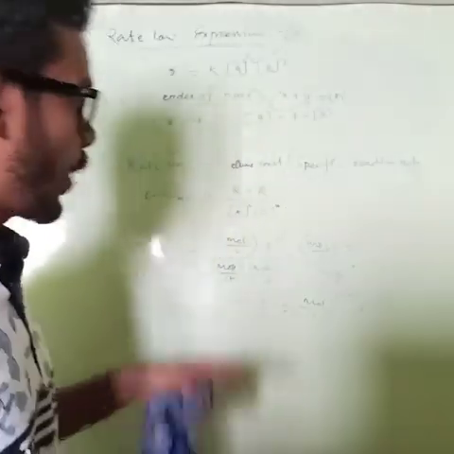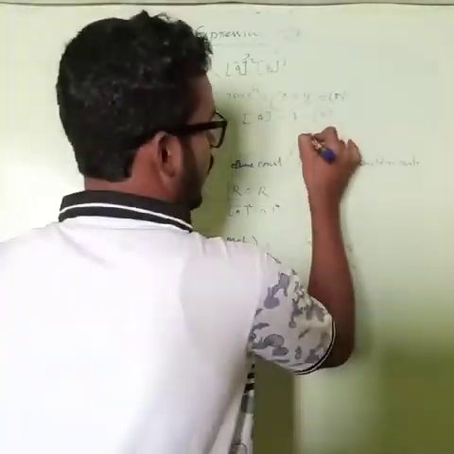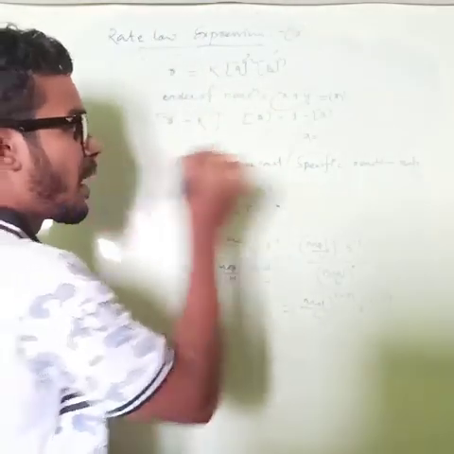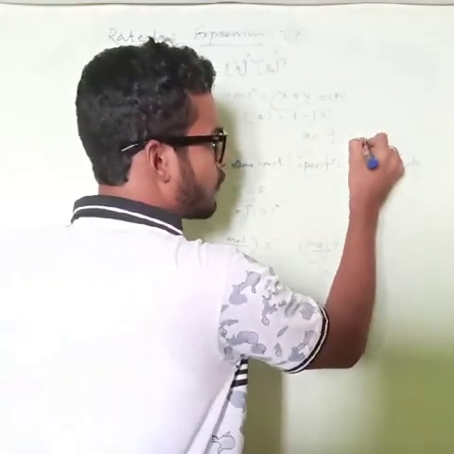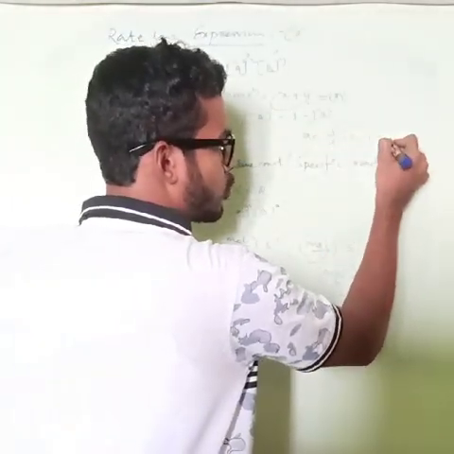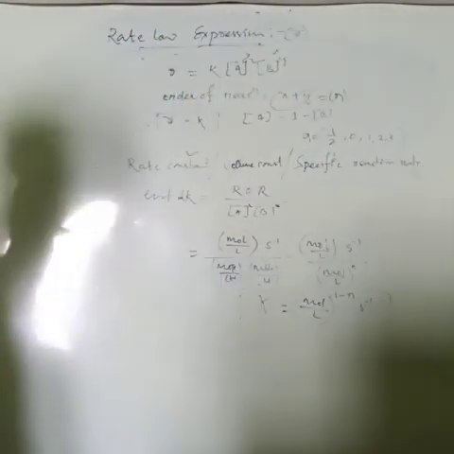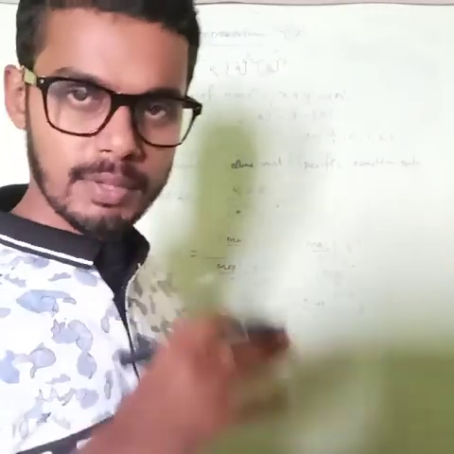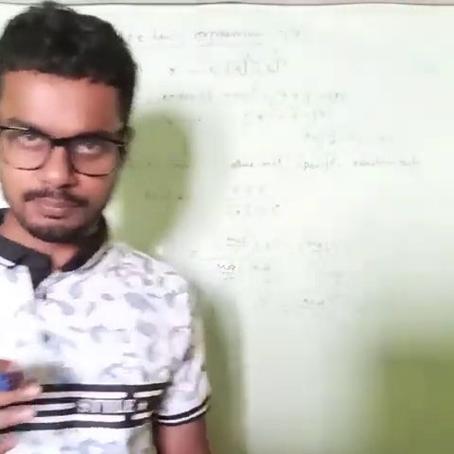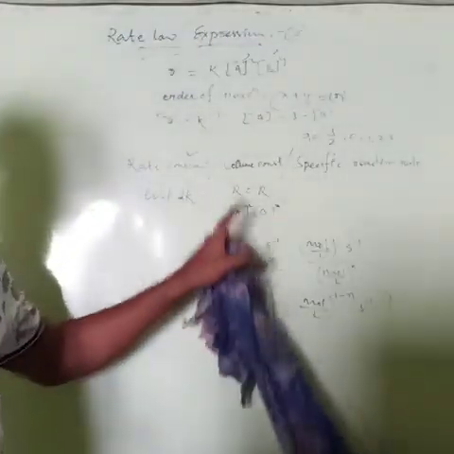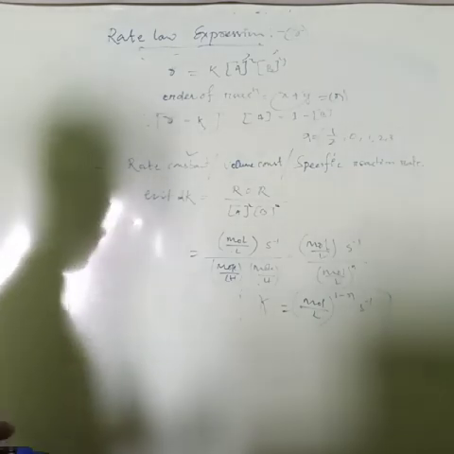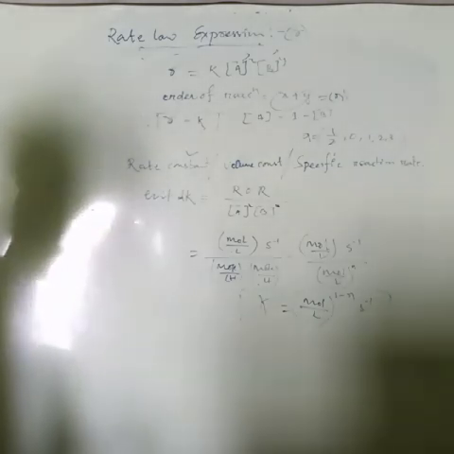So n can be half, 0, 1, 2, 3. Fraction or negative or positive. n can be anything. Okay, understood?